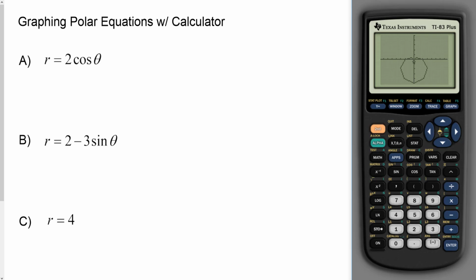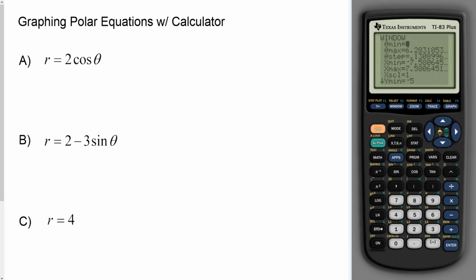Okay, R equals 4. So just R equals 4. And I'm going to change the window so that it's calculating some more points here. So I'll do pi over 24. It is a circle, although it doesn't really look quite circular.